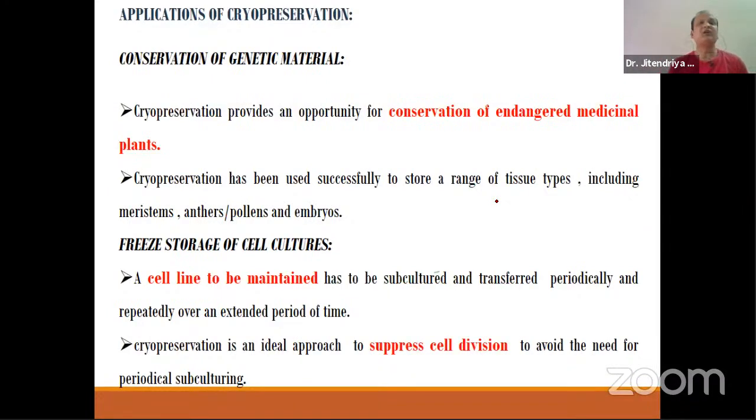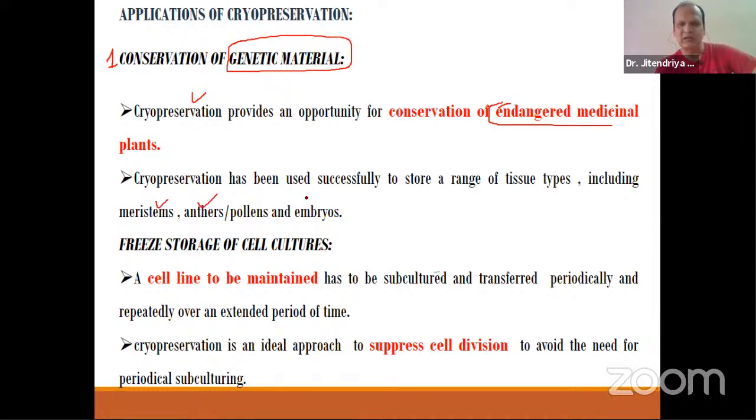Now come to the applications. Why are we going for it, or what are the benefits? The first and foremost thing is that, as we have already discussed in the definition, we want conservation of genetic material. In the last class also, I told you that to protect these endangered medicinal plants, if we can preserve those samples, then we can keep them for a longer period of time. So what might the plant materials be? Meristems, anthers or pollen, or embryos can be conserved.